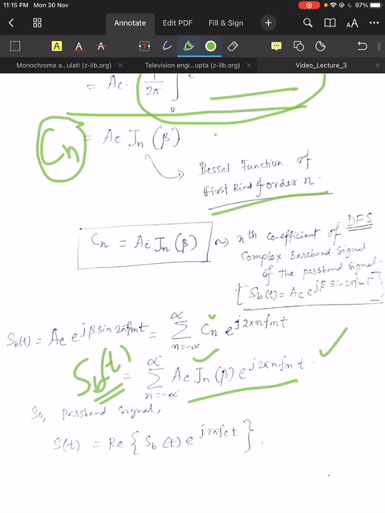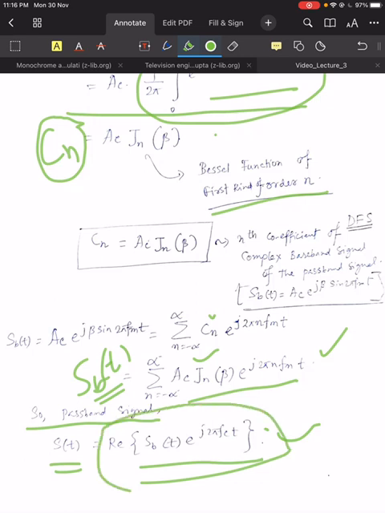Now we have to calculate the spectrum. We have understood how to compute the spectrum of this s_b(t). Now we have to actually calculate the spectrum of this s(t). That is a passband signal, and it is given by the real part of this s_b(t) times e to the power j 2π f_c t. So basically we need to find the Fourier transform of this signal, right?